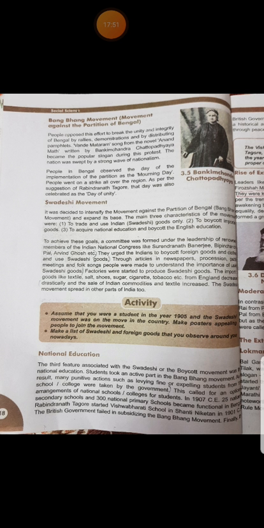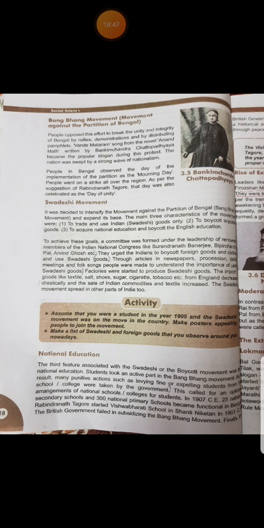So now the students were angry, and like this the arrangement of national schools and colleges was started. When the Britishers expelled the students from the schools and colleges, the result was that national schools and colleges started in our country. In 1907 CE, 25 national secondary schools and 300 national primary schools became functional in Bengal, and slowly so many schools and colleges started in Bengal. Rabindranath Tagore started Vishwabharati School in Santiniketan in 1901 CE. Then Rabindranath Tagore himself started a school named Vishwabharati School in Santiniketan.